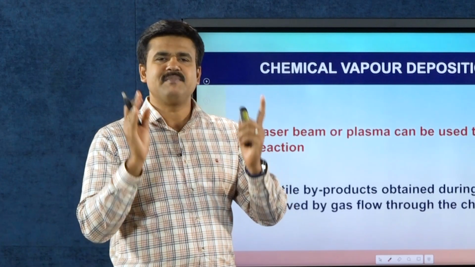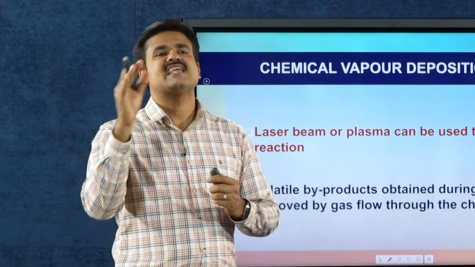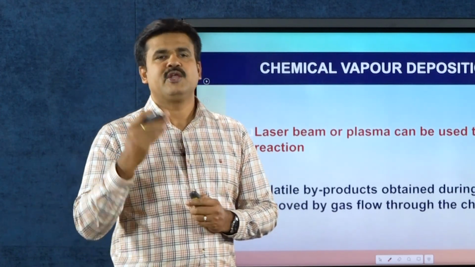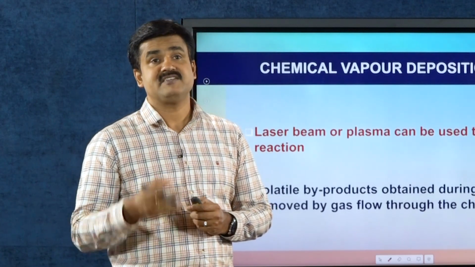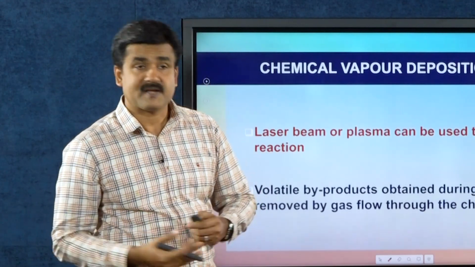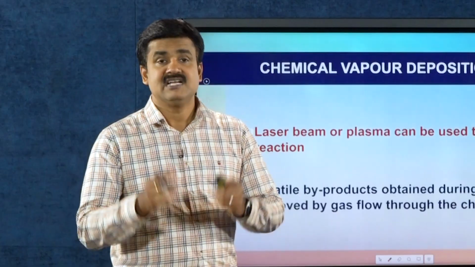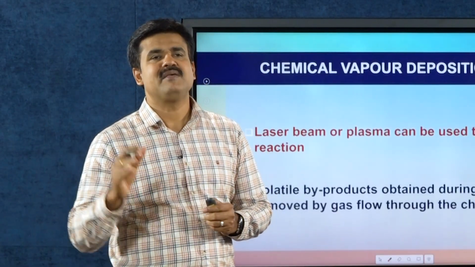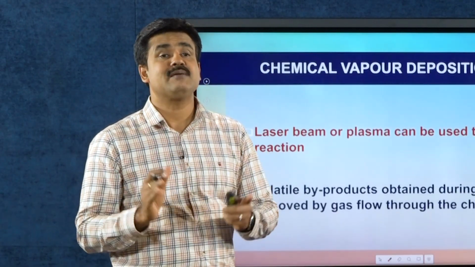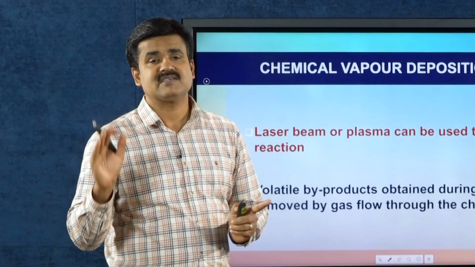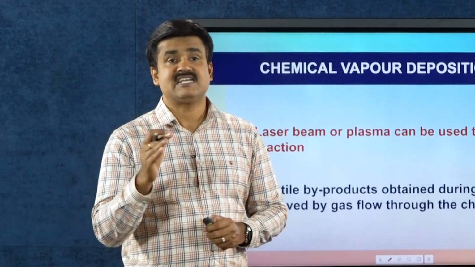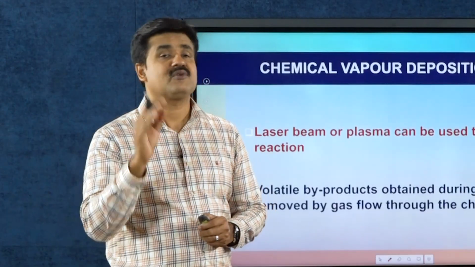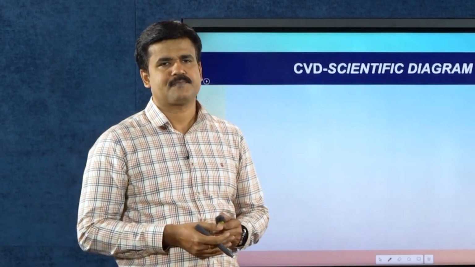You know, this chemical vapor deposition is carried out in a closed container. During the formation of the nanoparticles, some byproducts or impurities which are also volatile can be obtained during the course of the reaction. Such byproducts can be removed from the reaction site by passing some gases through the container. That is for the removal of the impurities.